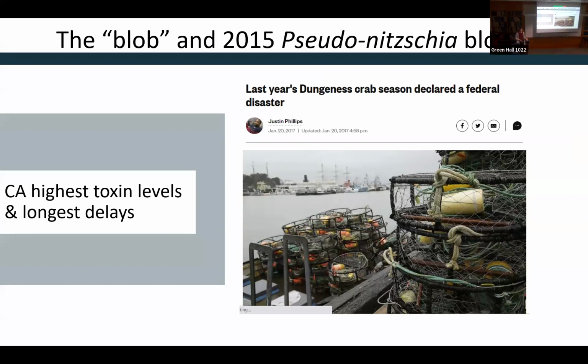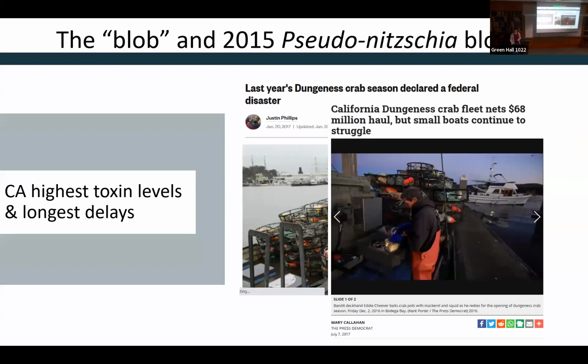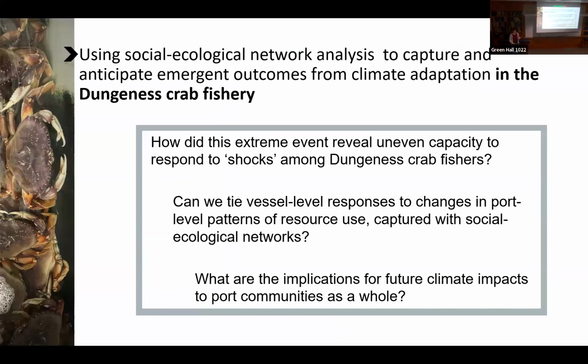The economic fallout of these closures was enough for the California season to be declared a federal fishery disaster. And we also know that smaller scale owners and smaller owner operators were hit particularly hard, so that even after the fishery reopened, small vessels actually brought in a lower proportion of landings and revenue than they would have in a normal season. And eventually, Congress appropriated over $25 million in fishery disaster relief funds because of this one event.